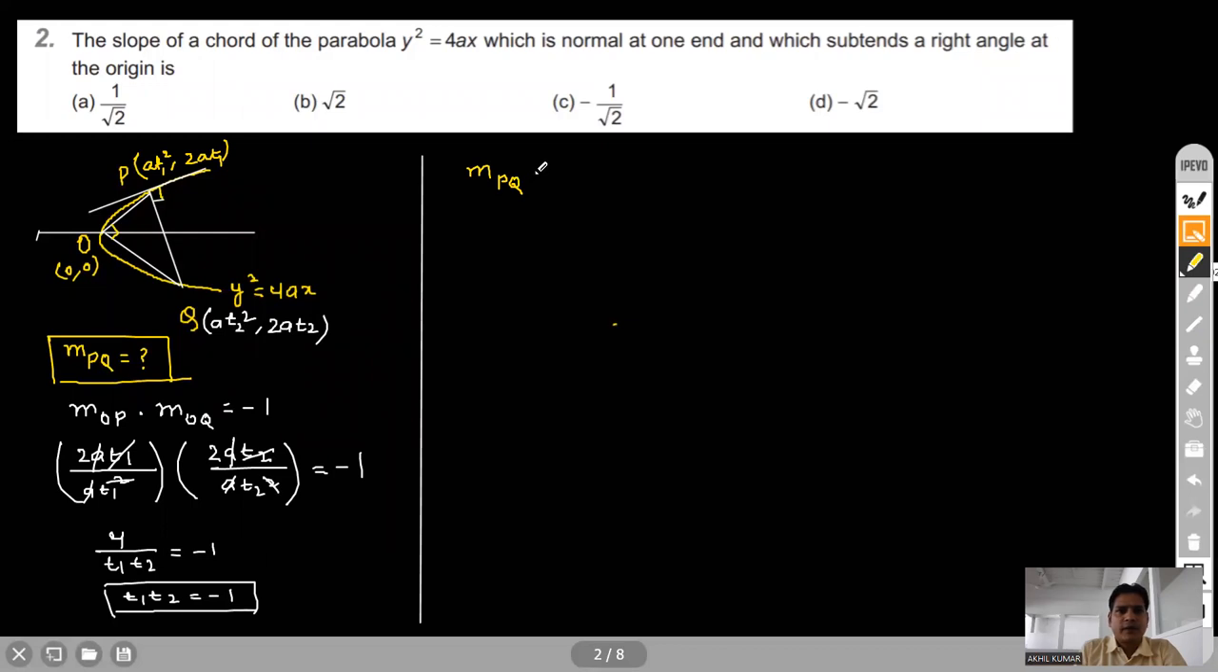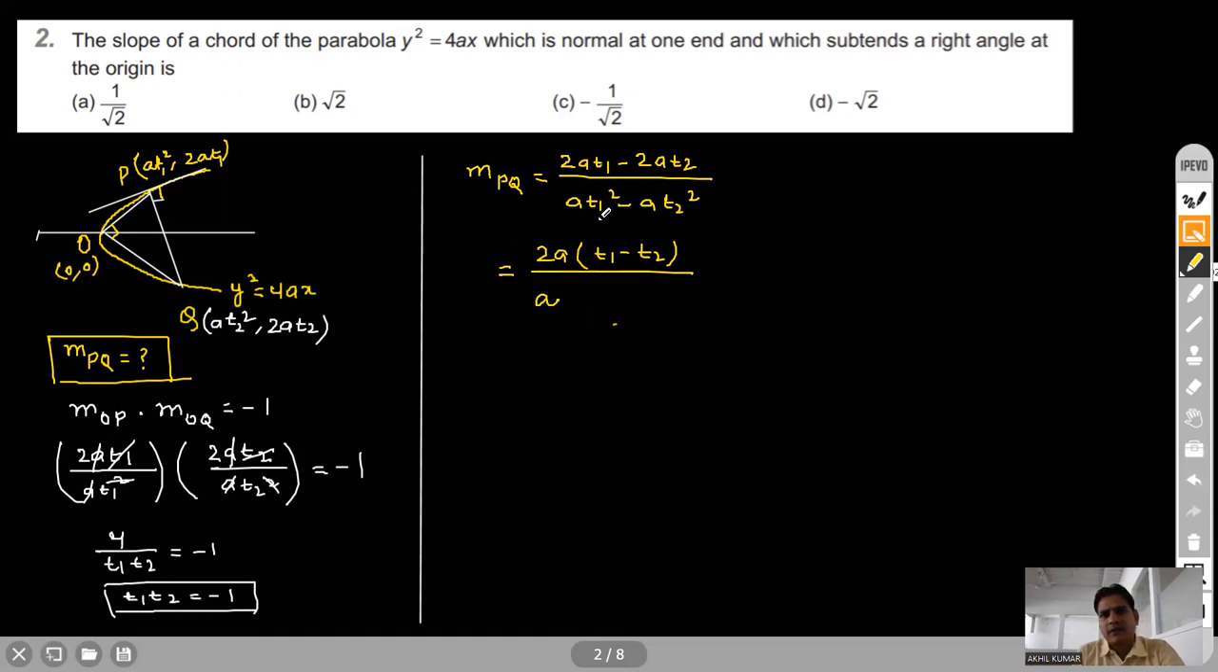So basically, the slope of PQ will be (2at1 minus 2at2) upon (at1 square minus at2 square). Right? This will be the slope of PQ. If you take 2a common from here, it will be t1 minus t2, and I'm taking a common here, it will be t1 square minus t2 square. That I'm writing as t1 minus t2 and t1 plus t2.